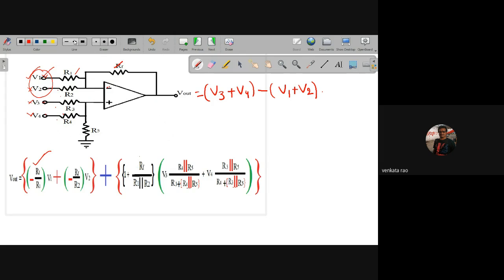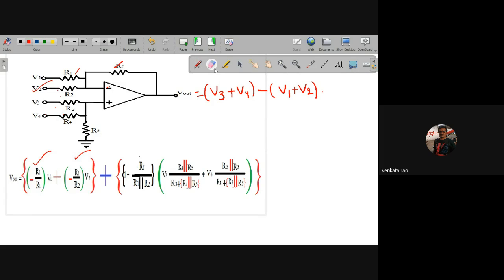Similarly, now I am taking V2 active. With respect to V2 also it is an inverting amplifier because it is connected to the inverting terminal. No current through this. Now the output is minus RF by R2 into V2.